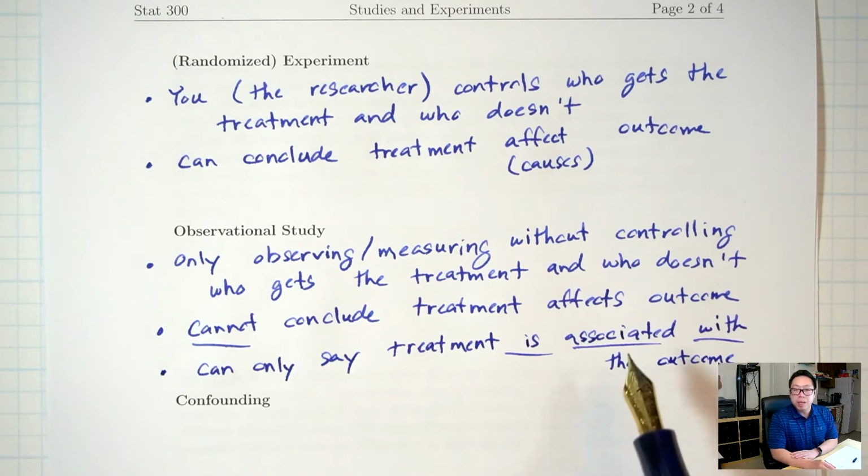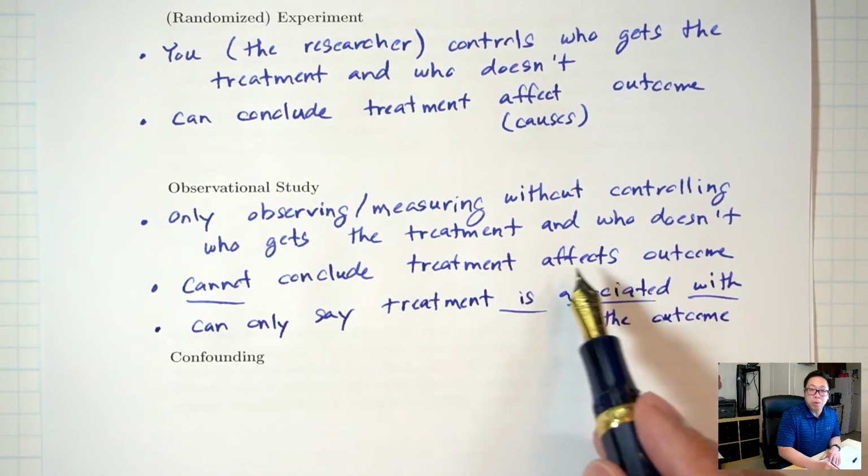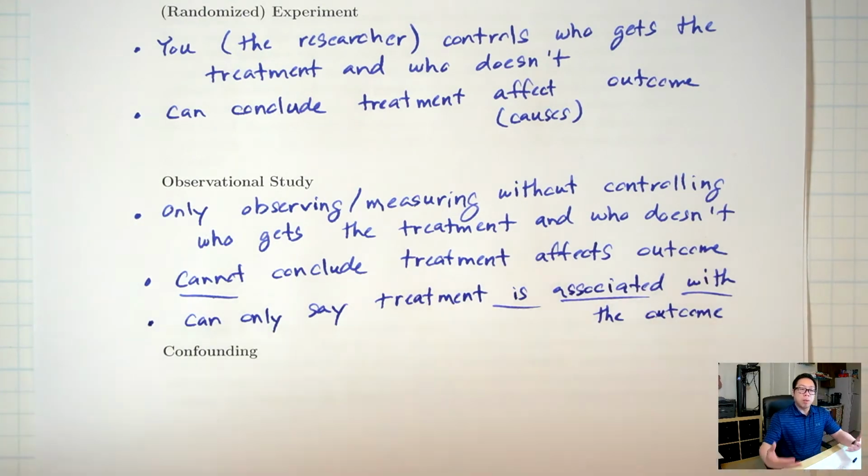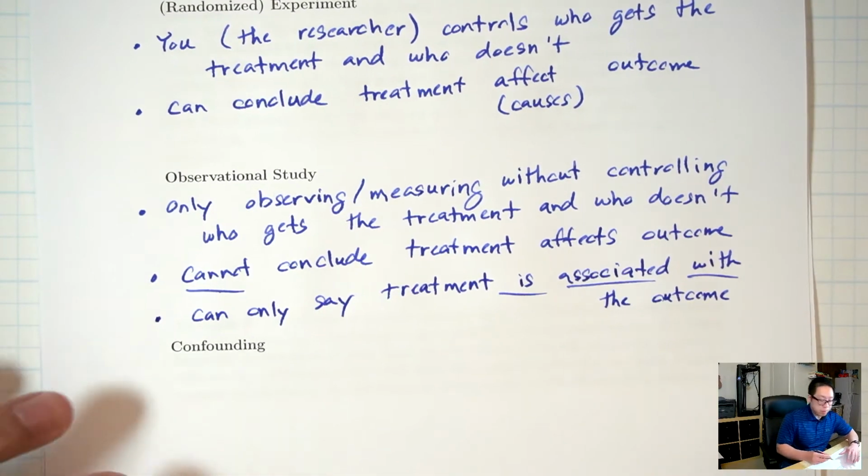And this is a weaker statement than saying that the treatment causes or affects the outcome. So in an observational study, because the people are coming to you already in the treatment or the non-treatment, those 2 groups might be different, right? And these differences are called confounding variables.